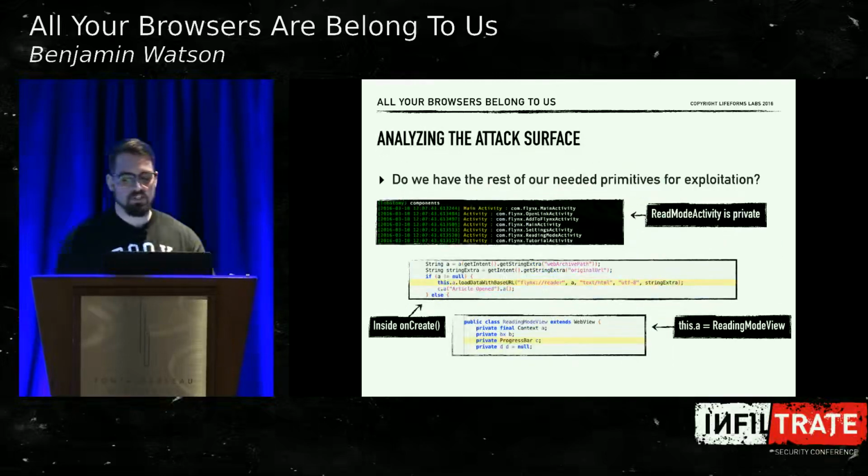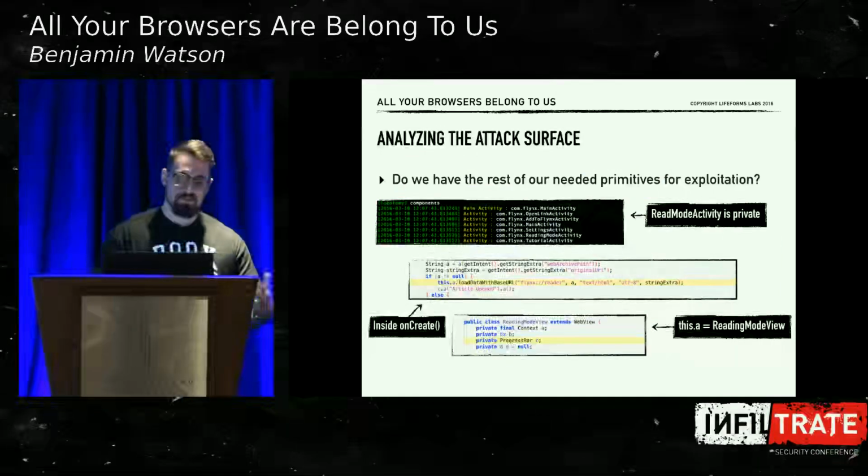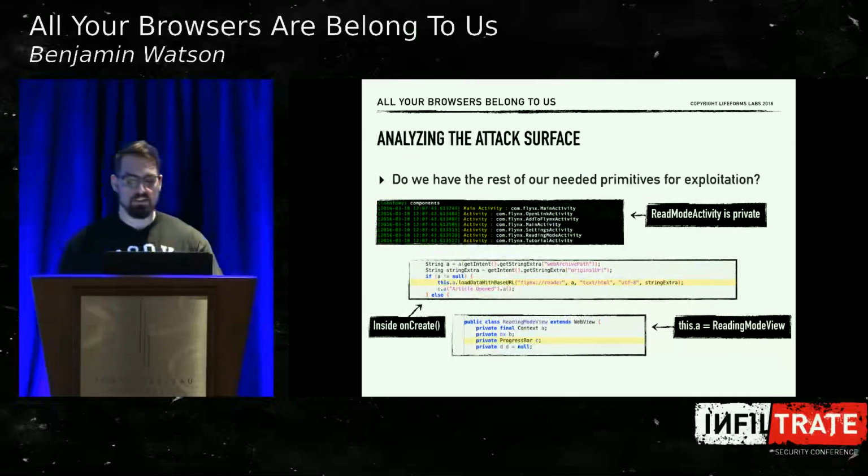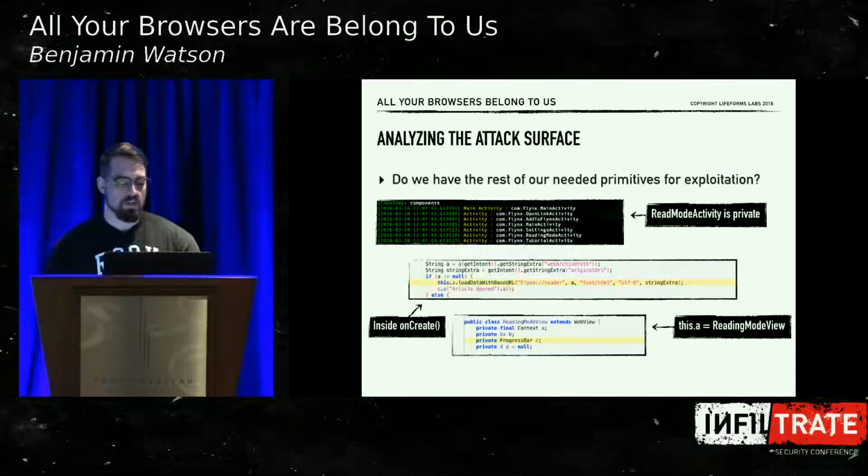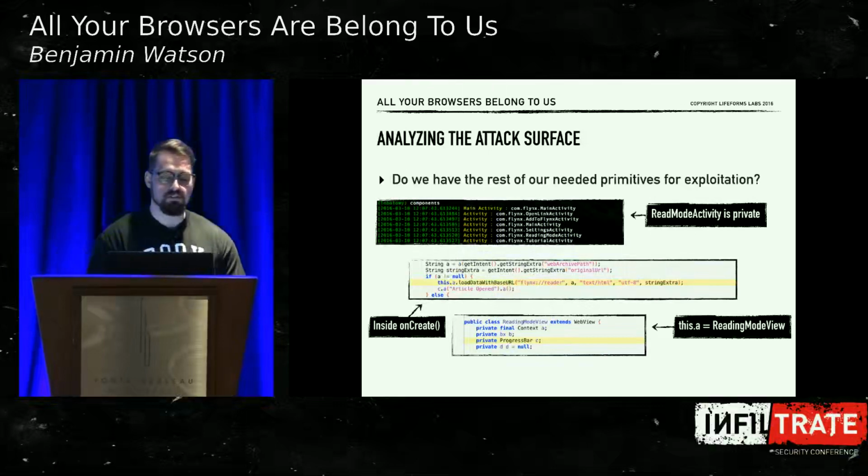So do we have the rest of our needed primitives for exploitation? We do. The read mode activity is private. Inside of its onCreate method, it takes the intent extra as a string, web archive path, and then assigns that as the first argument to loadDataWithBaseURL.